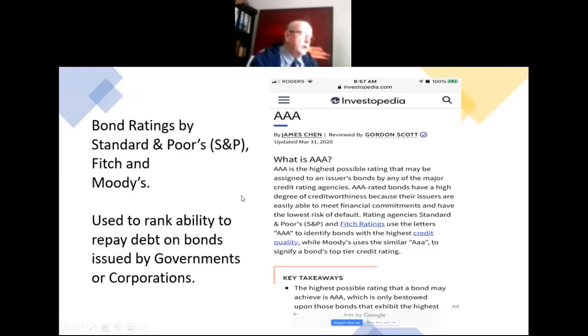So if they look at a country, for instance, and they say this country is in good financial shape and they're able to do a good job of repaying any debt or paying interest on loans they have, then they get a AAA rating. Same with a company, with a corporation.